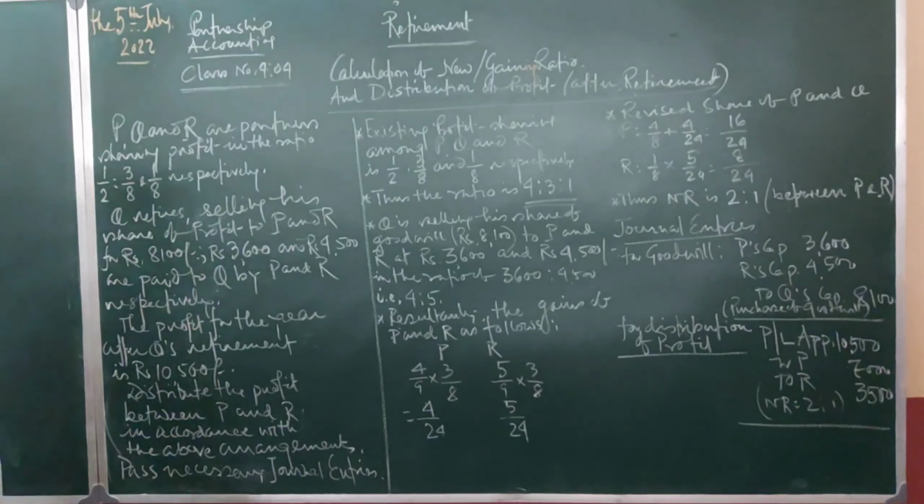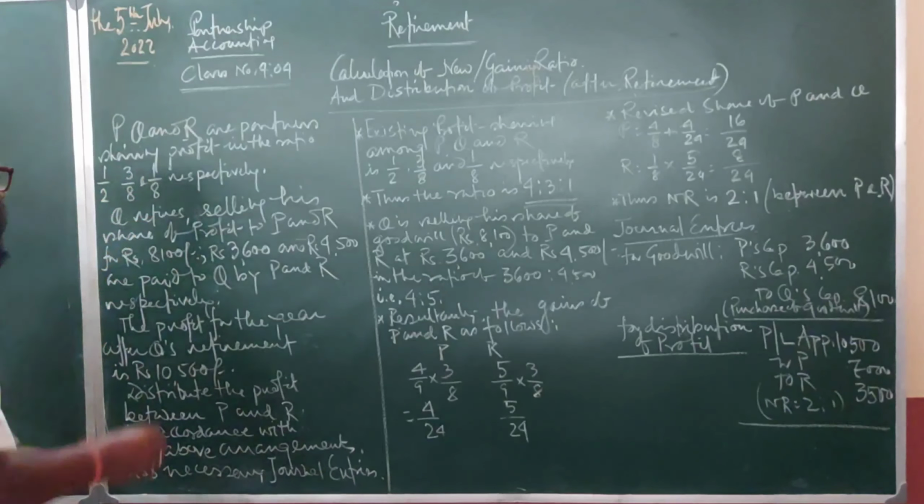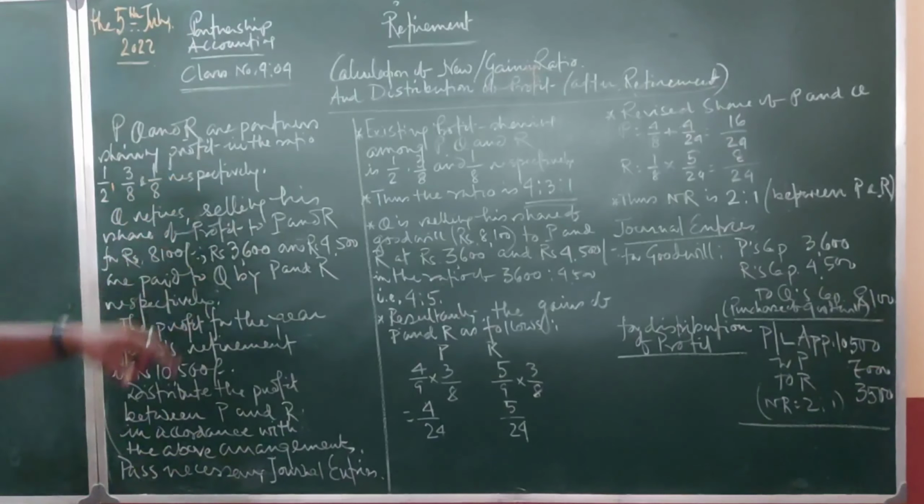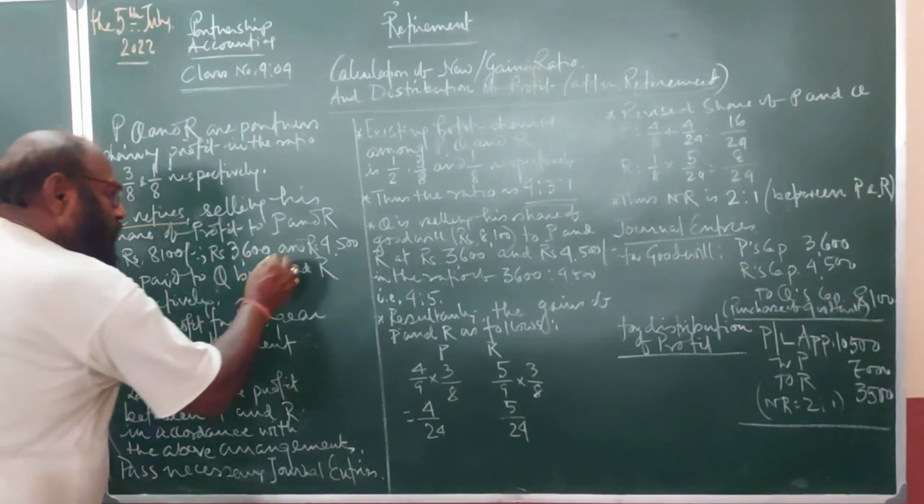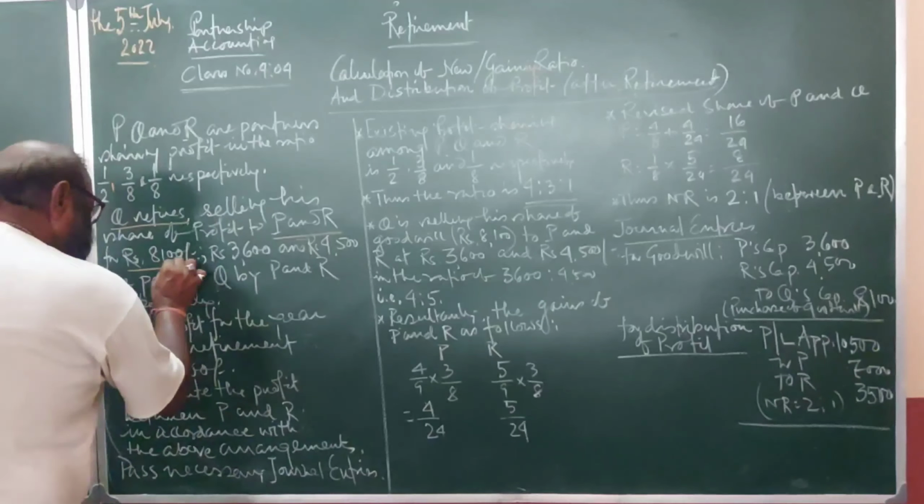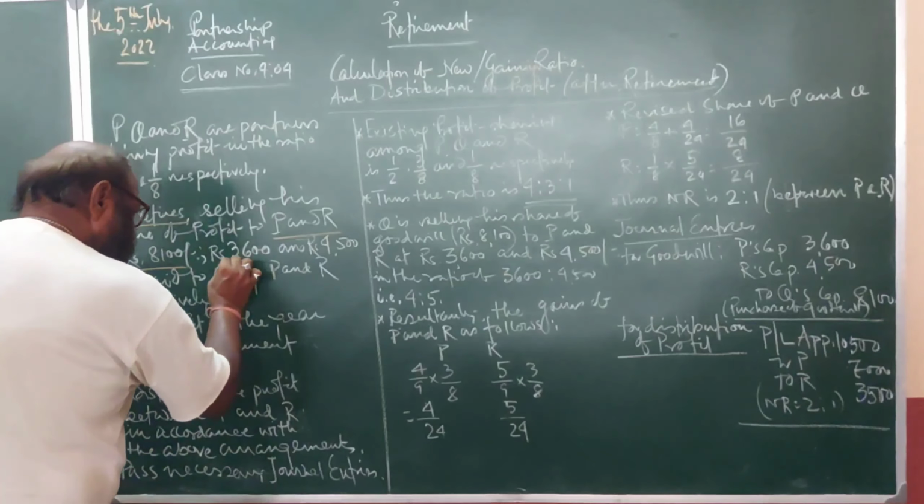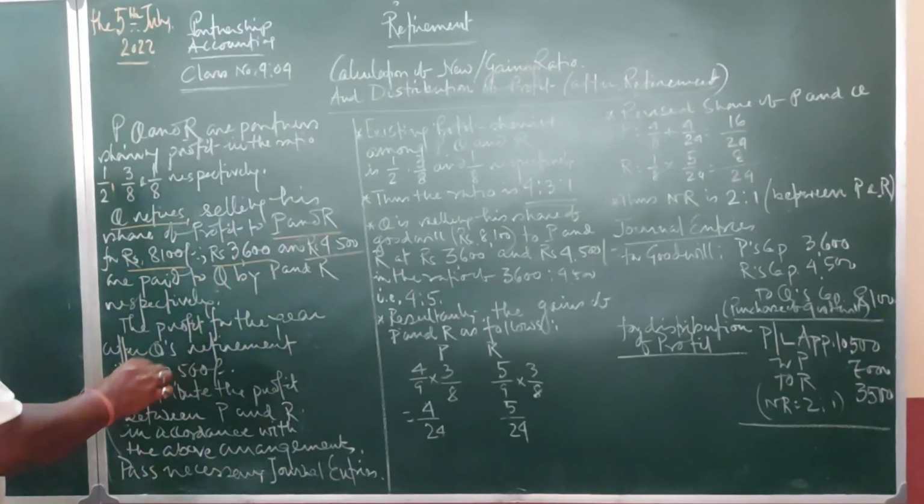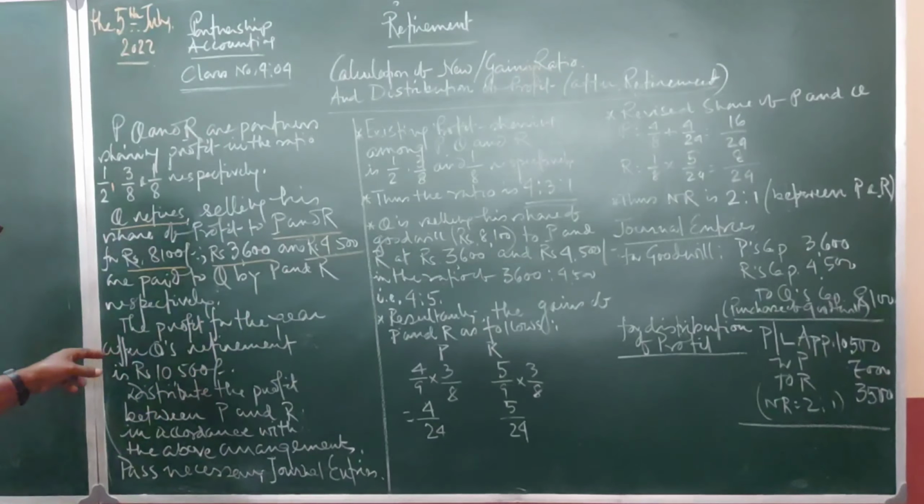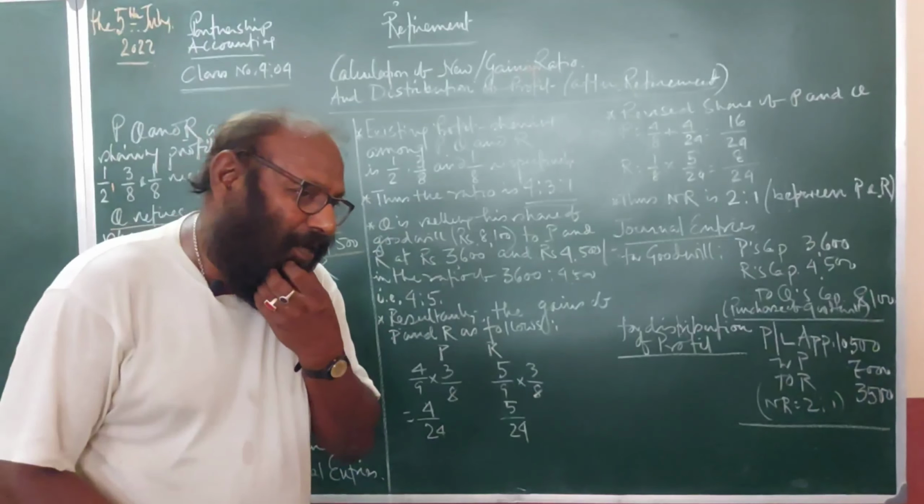P, Q and R are partners sharing profits in the ratio of 1/2, 3/8 and 1/8 respectively. Mr. Q retires, selling his share of goodwill to P and R for rupees 8,100, paying 3,600 by P and 4,500 by R. The profit for the year after Q's retirement is 10,500. Distribute the profit between P and R in accordance with the above arrangements. Pass the necessary journal entry. So this is the problem given, friend.